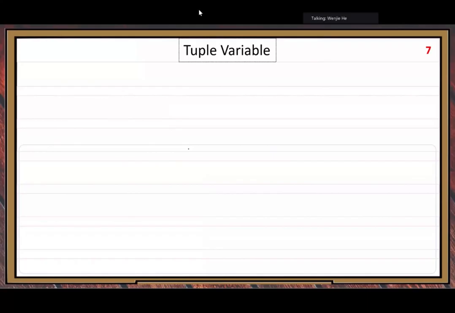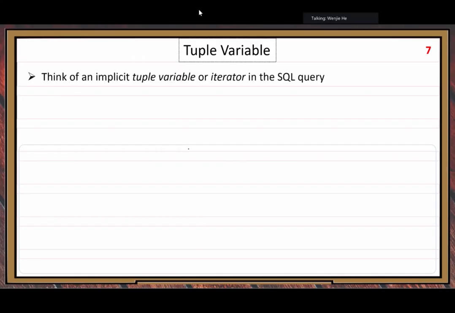Then tuple variable. For this slide, let me explain this concept a little more. I think we should have a pretty good understanding, because we have experience using the iterator concept. Later, when we need to write more and more complicated query statements, in our module 4 where we do complex queries, we need to use this tuple variable concept a lot.